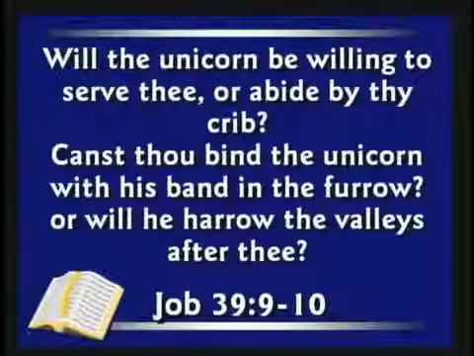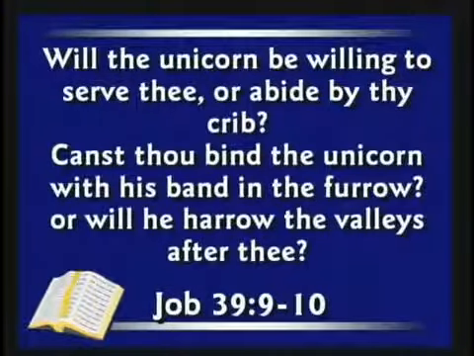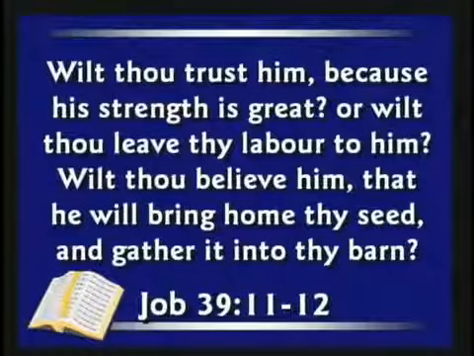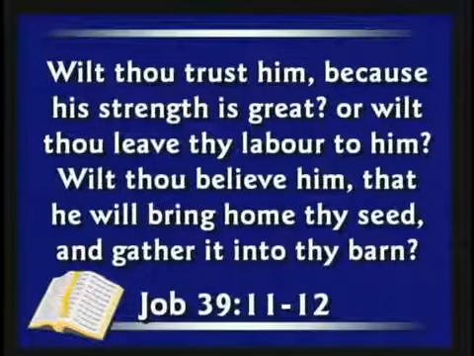Job 39: "Will the unicorn be willing to serve thee or abide by thy crib? Canst thou bind the unicorn with his band in the furrow? Or will he harrow the valleys after thee?" This apparently is referring to plowing, like you wouldn't use an ox or a horse. You can't use a unicorn for that. "Will you trust him because his strength is great, or wilt thou leave thy labor to him? Wilt thou believe him that he will bring home thy seed and gather it into the barn?" These verses tell us that apparently the unicorn is something similar to an animal you would plow with, but you wouldn't use him for that because he's wild.